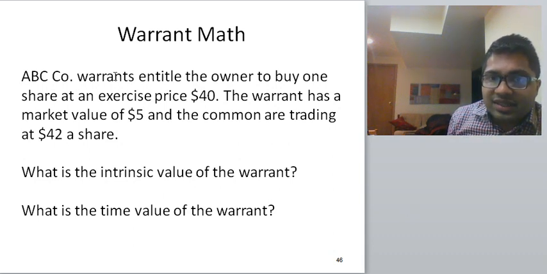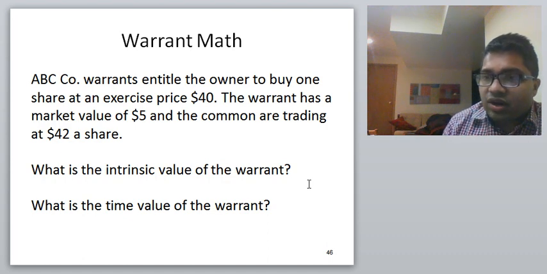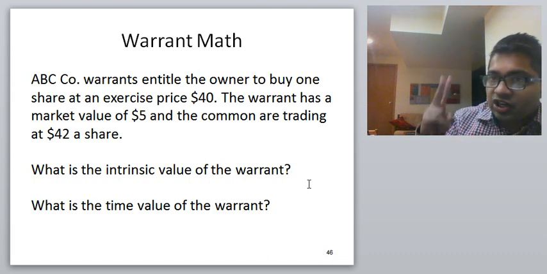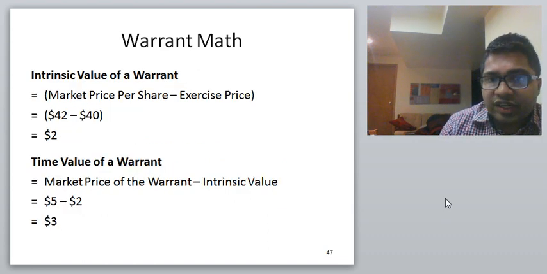So intrinsic value is easy. A warrant entitles the owner to buy one stock at a price of 40. The warrant has a market price of $5 and the shares are trading at 42. So what is the intrinsic value? Are you profitable? You can buy shares at 40 when the price is 42, so you're profitable. How much? $2. So intrinsic value is 2. Now how much did you pay to buy this warrant? You paid $5. So time value is 5 minus 2, that is $3.